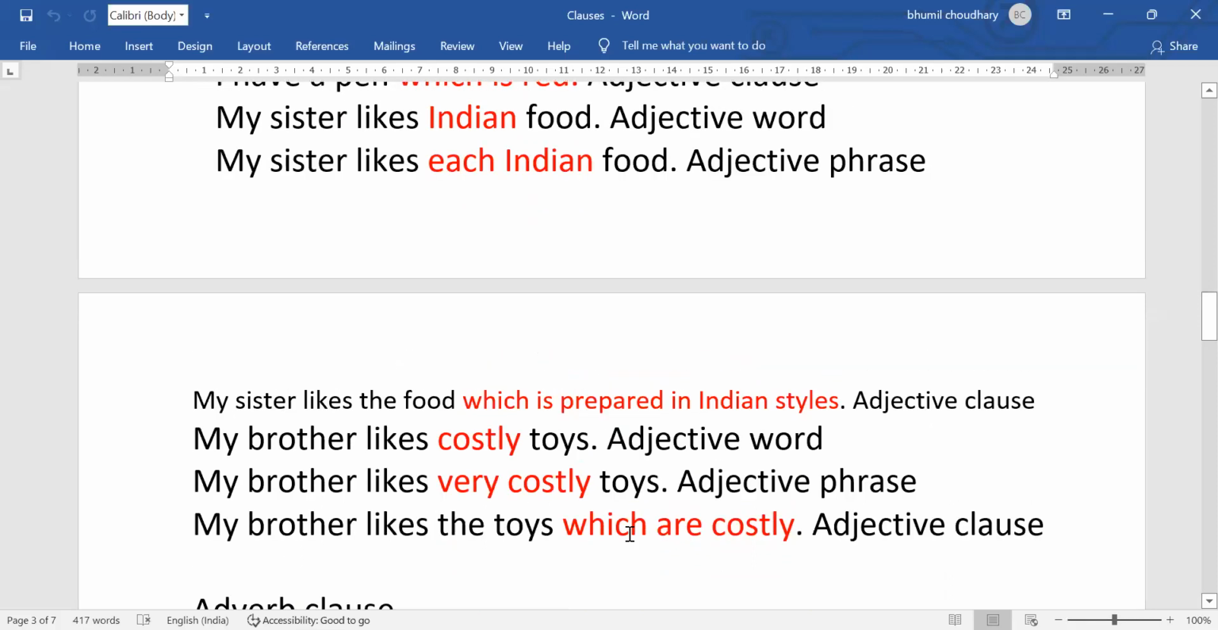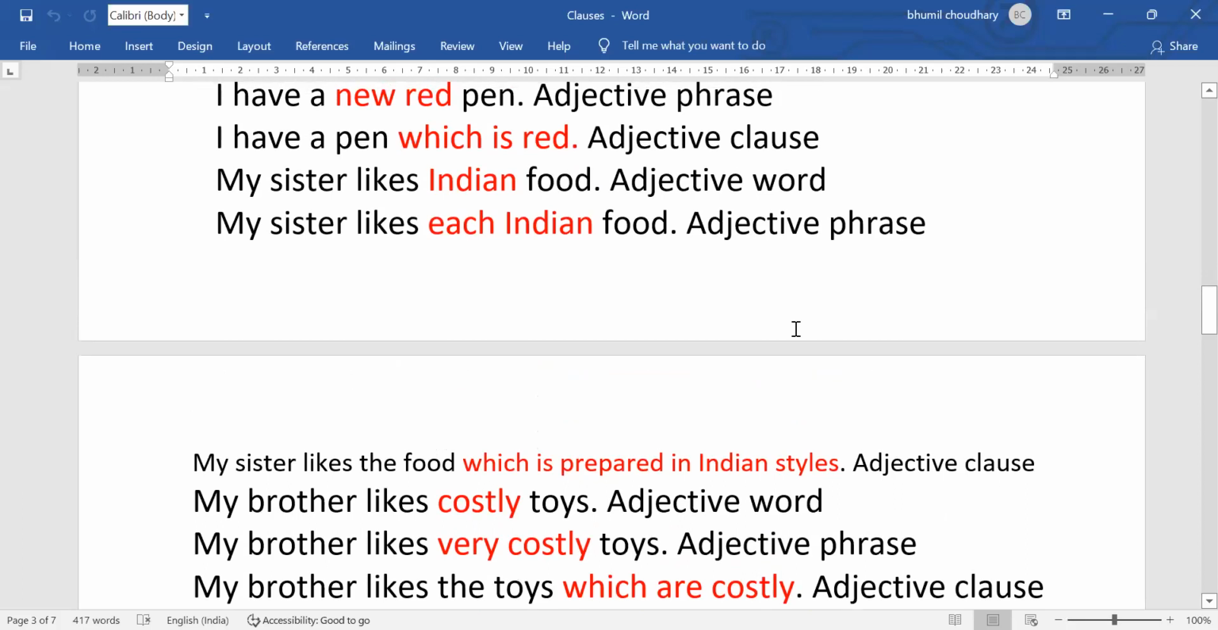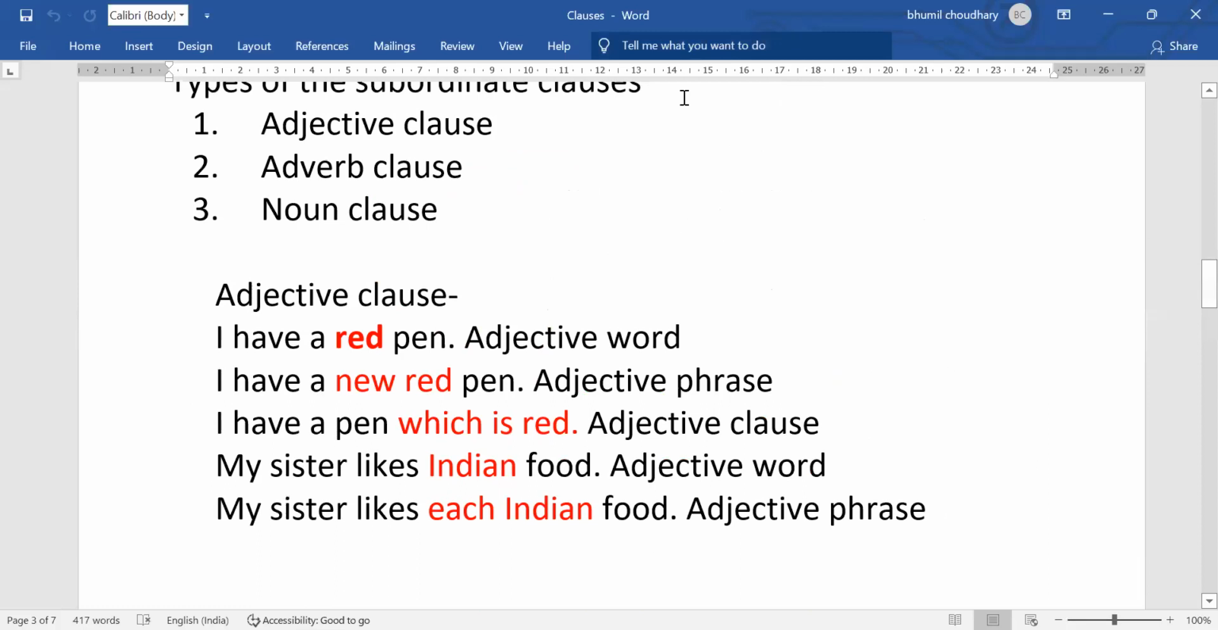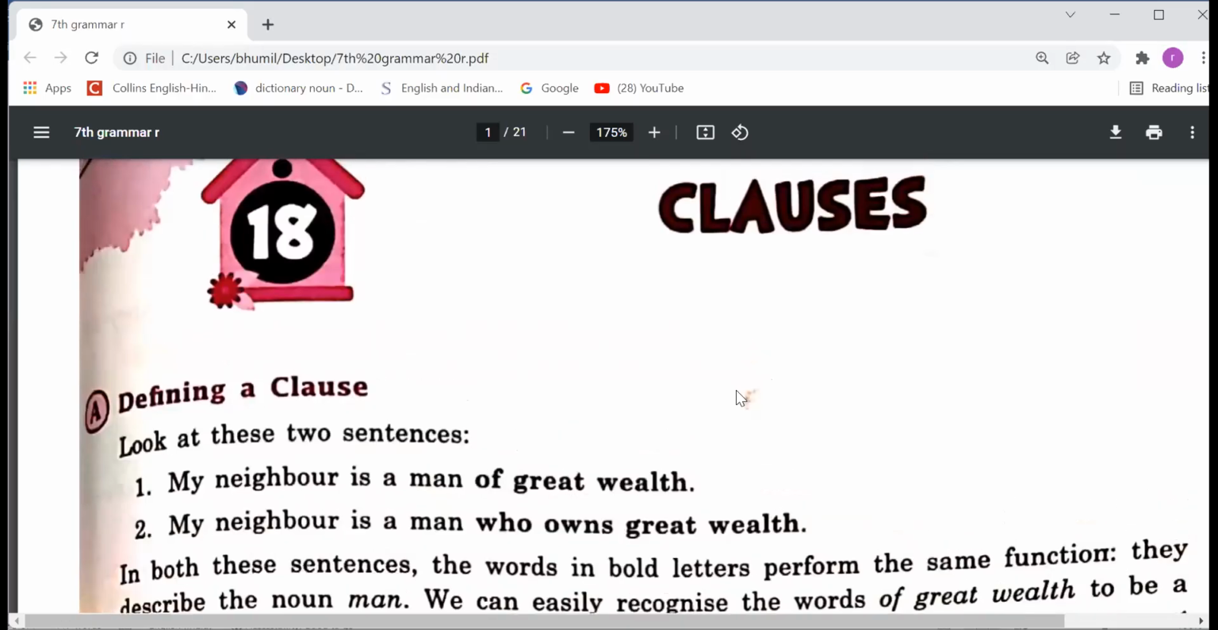So dear students, on the basis of this understanding, now we will do the exercise of our chapter number 18. Let me show that. Okay, now we have come to chapter number 18. Let's read what's written here.